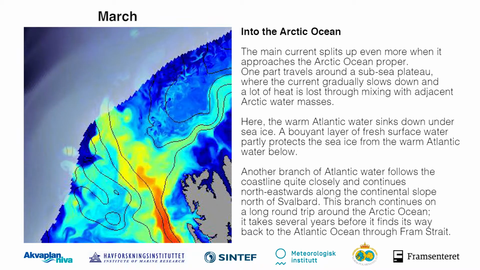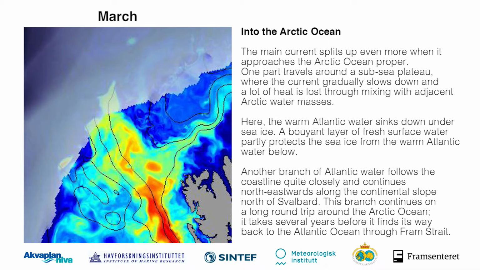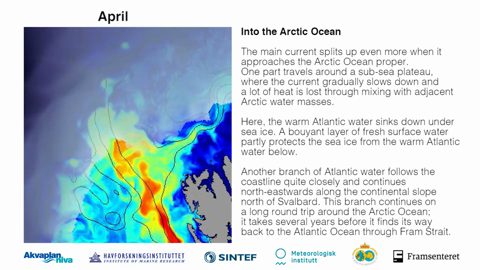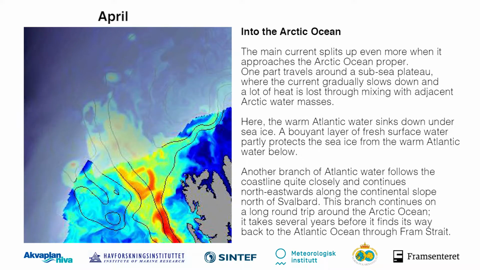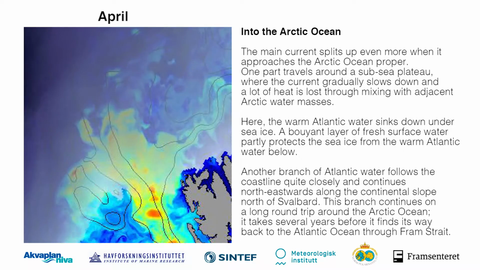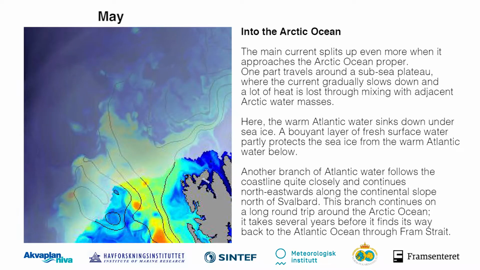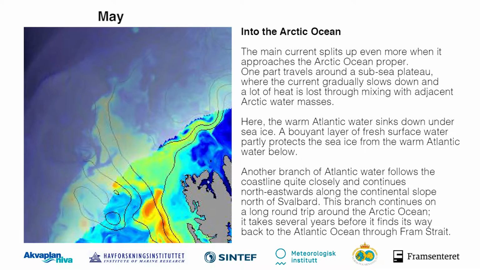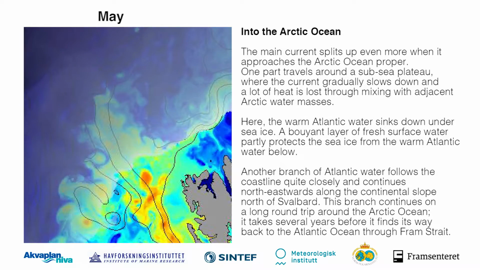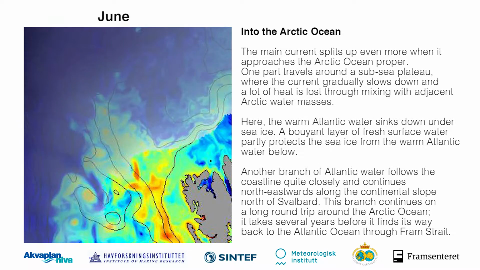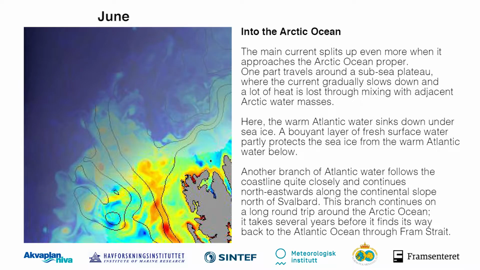The main current splits up even more when it approaches the Arctic Ocean proper. One part travels around a subsea plateau, where the current gradually slows down and a lot of heat is lost through mixing with adjacent Arctic water masses. Here, the warm Atlantic water sinks down under sea ice. A buoyant layer of fresh surface water partly protects the sea ice from the warm Atlantic water below.